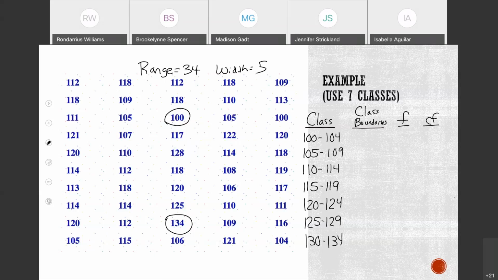All right. So what number is a little bit smaller than 100? Remember, it's got to end in a 0.5, right? So what would be a little bit smaller than 100 and ending in a 0.5? 99.5.